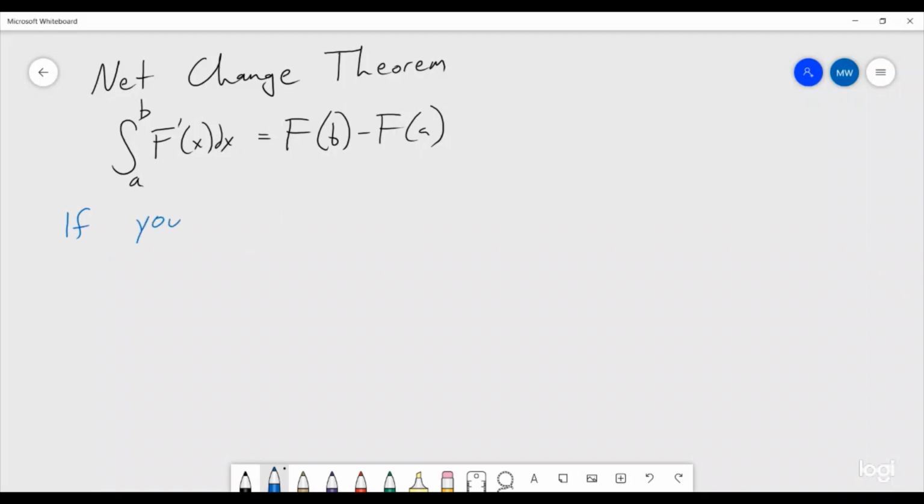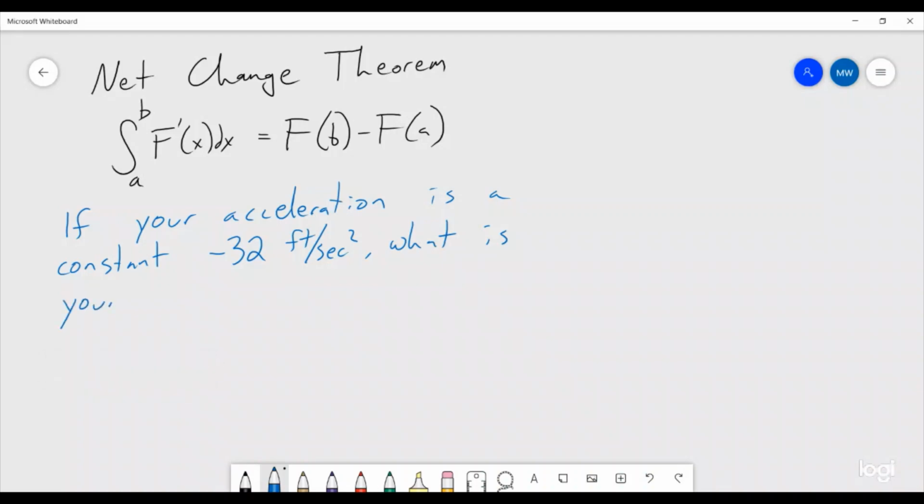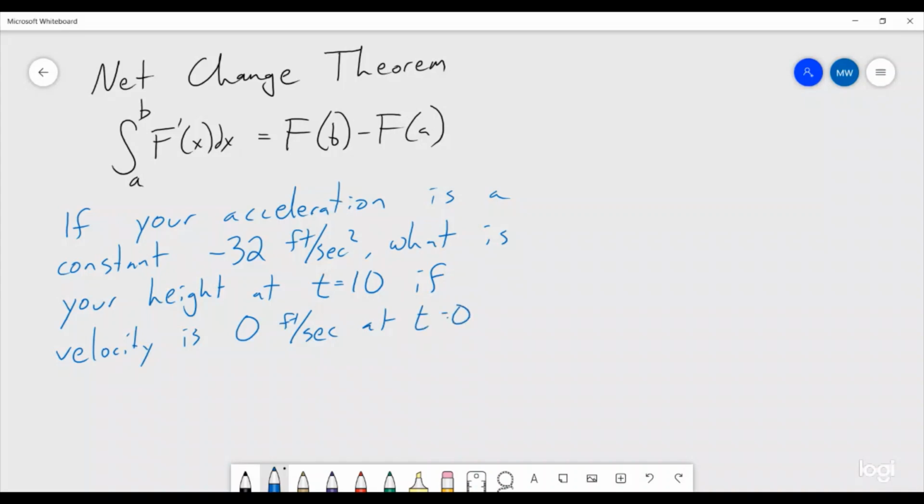So if your acceleration is a constant minus 32 feet per second squared, what is your height at t equals 10 if your velocity is 0 feet per second at t equals 0 and your initial position is 20,000 feet. So this is extreme skydiving.